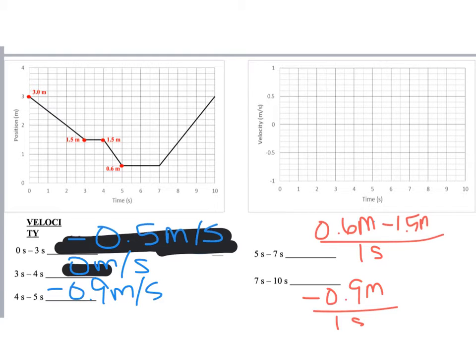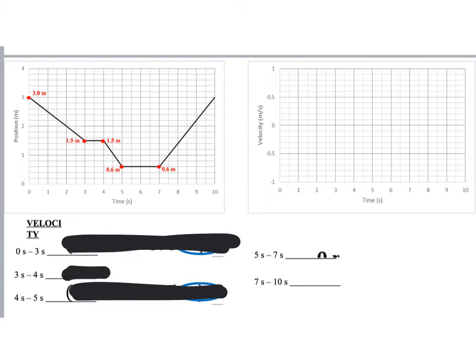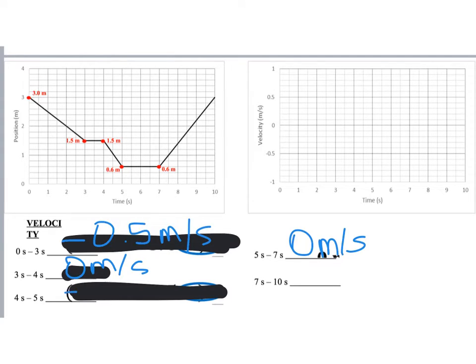Now, the next piece of line is easy as well, because you can see that the next piece of line is also not moving. So we can look at this line starting at 0.6 meters, ending at 0.6 meters, and know automatically that our velocity is 0 meters per second. So we've got negative 0.5, we have 0, and we have negative 0.9 meters per second, and then another 0.